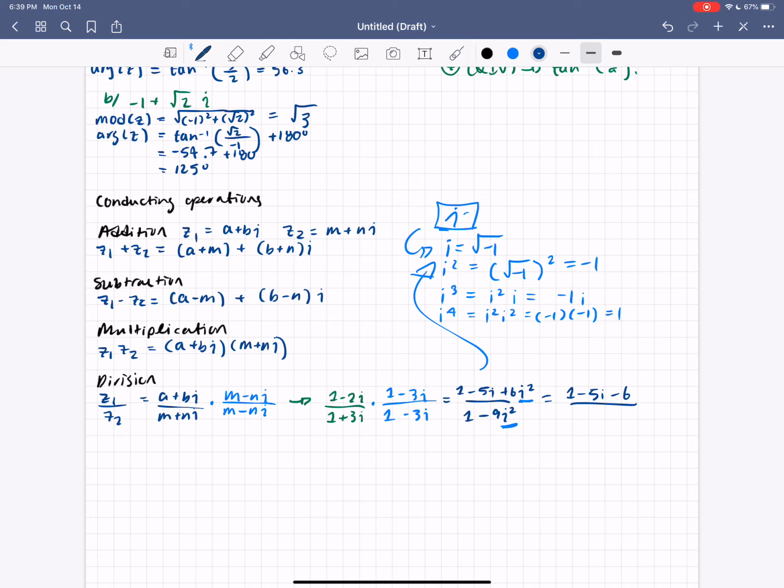But we like to express it in terms of the real number first, and then the imaginary number. So it becomes negative 1/2 minus 1/2 i. And that's your answer. So I hope that made a bit more sense.